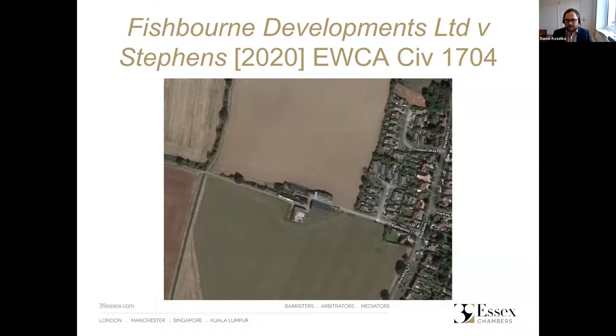What I'm going to speak about today is a recent Court of Appeal judgment that came down in December 2020, called Fishbourne Developments and Stevens, and hopefully everyone can see that slideshow. So this case essentially turned on the question of what the word development meant in an option agreement.